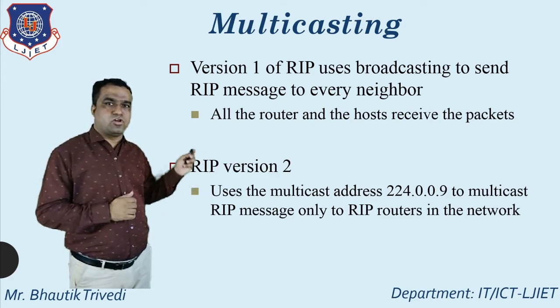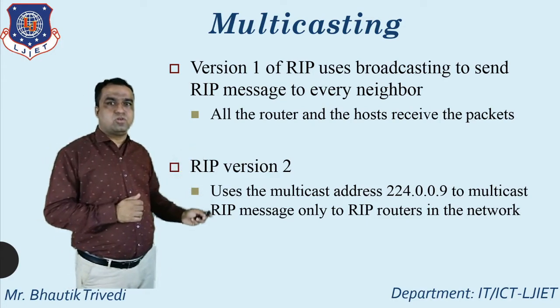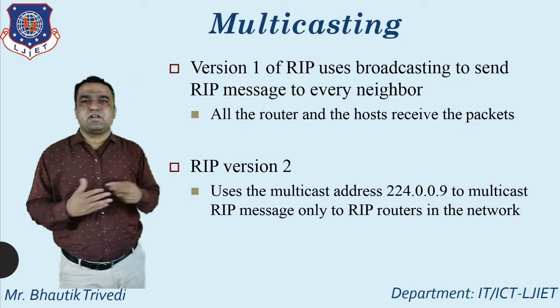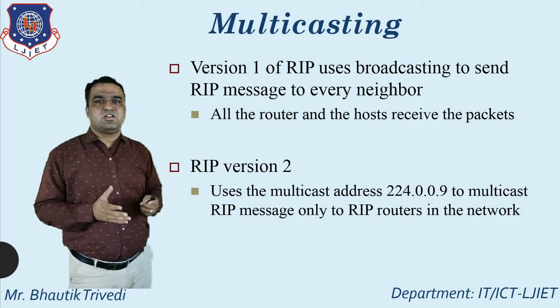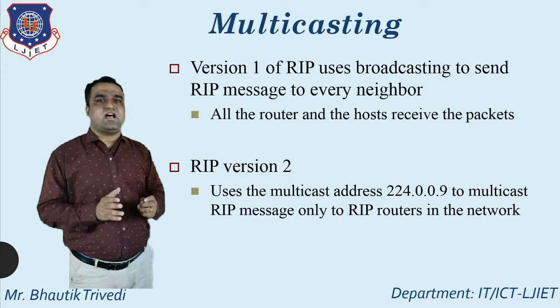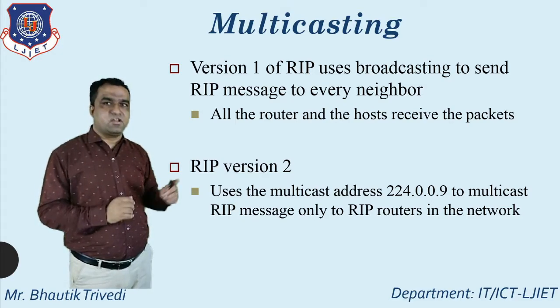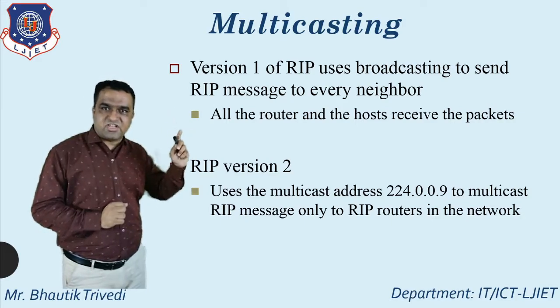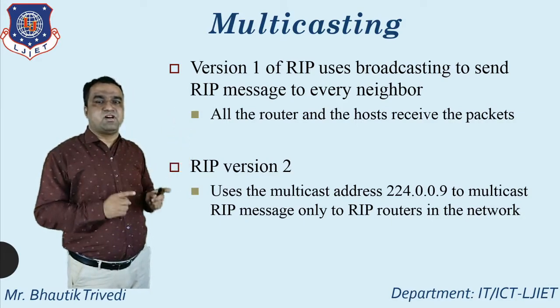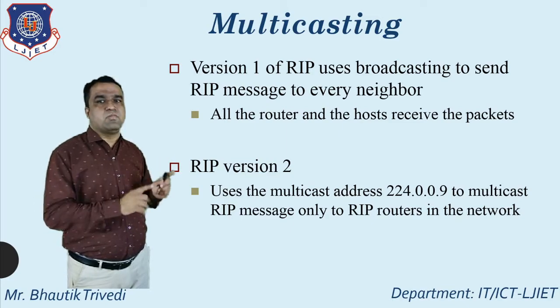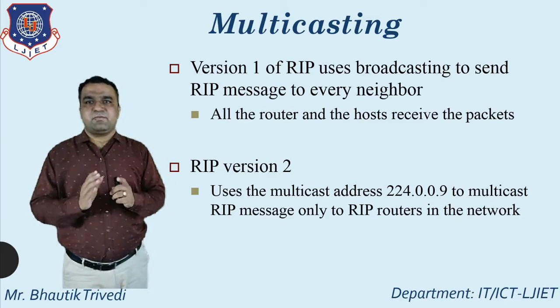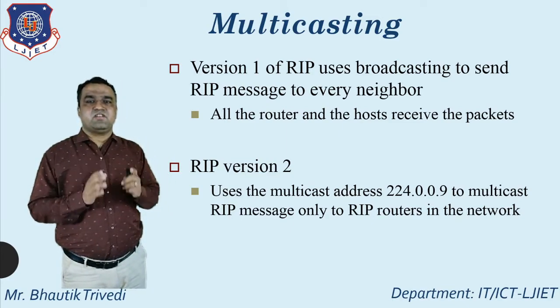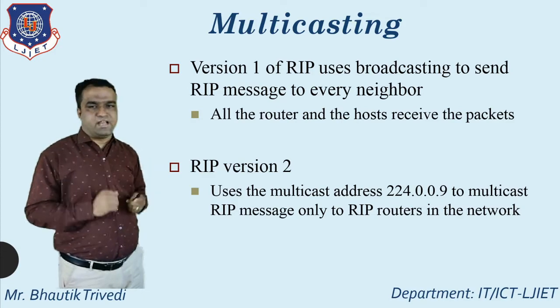So the address is 224.0.0.9. It means you can directly multicast a RIP message to only the RIP routers in a network. In the case of RIP version 1 it uses broadcasting, and in the case of RIP version 2 it uses multicasting. So that is the concept of multicasting with RIP.